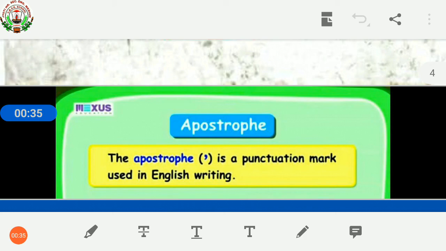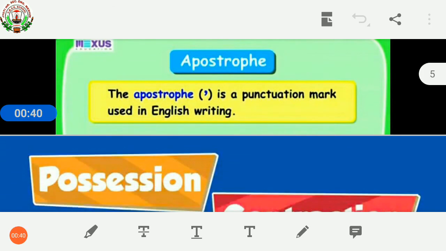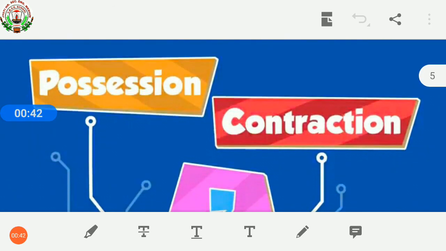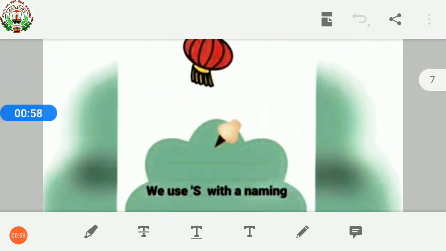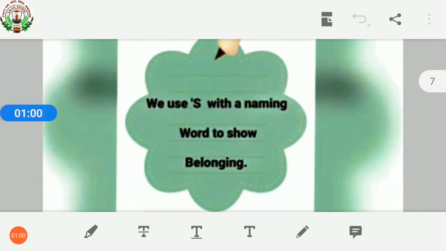Dear children, the apostrophe is a special sign that is used in writing the English language. Apostrophe is used to show the position of noun, that is, to show the ownership or belongingness of noun. And secondly, apostrophe is used for the contraction of word. Let us first know how apostrophe is used to show the position of noun. We use apostrophe S with the naming word to show belonging.